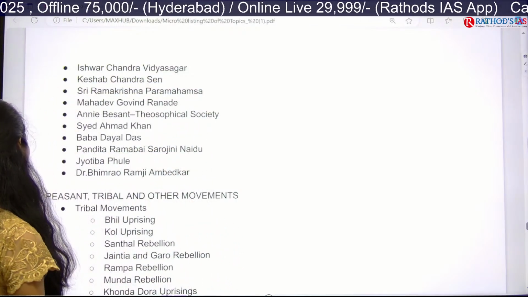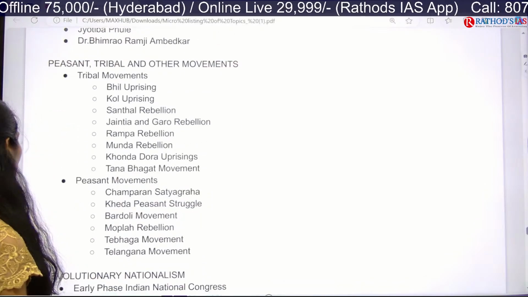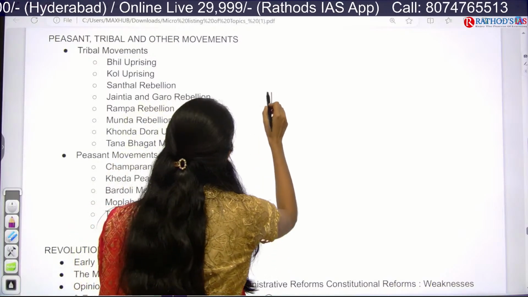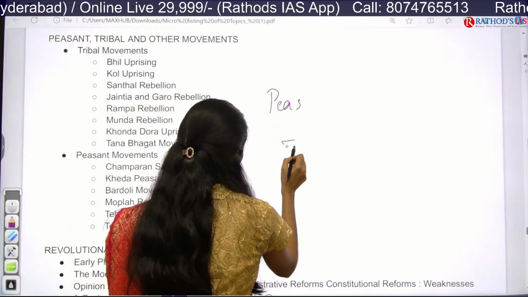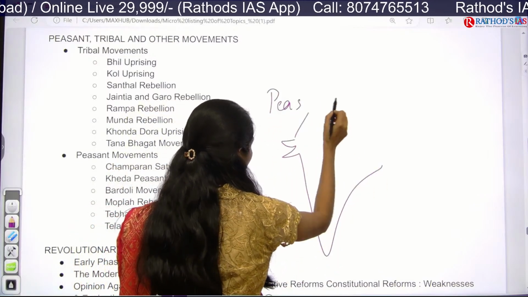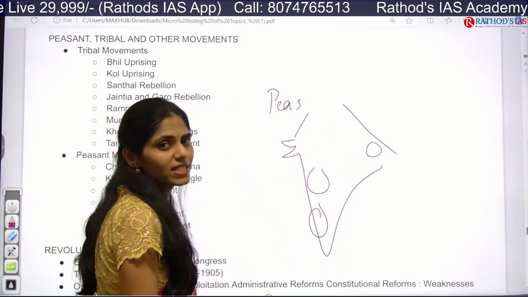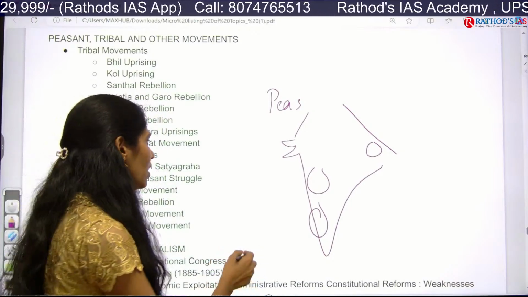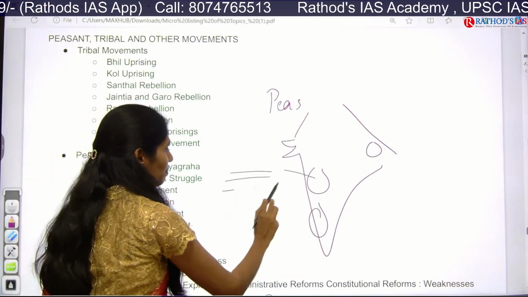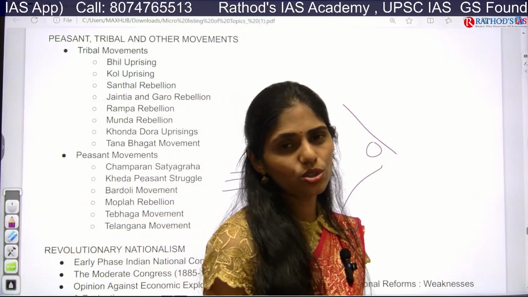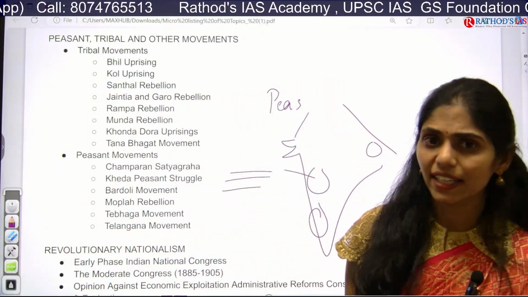And the next one is you have to focus on peasant and tribal movements. Here I want to give you one tip, students. Whenever you are studying peasant movements, take a map and show the location where exactly these peasant movements happened, and note down the important points, so that your note making can be done and you can use those maps directly when you are writing an answer.